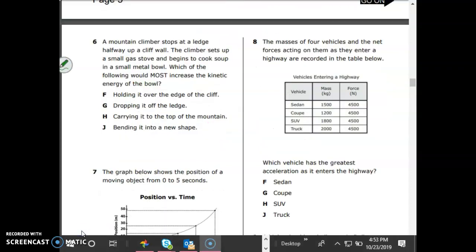Okay, the masses of 4 vehicles and the net forces acting on them as they enter a highway are recorded below. Which vehicle has the greatest acceleration? We could do this math by using our triangle, force equals mass times acceleration. To find the acceleration, it's force divided by mass. Here's our force right here. Here's our mass. So we take our force and divide it by the mass for each one of these.